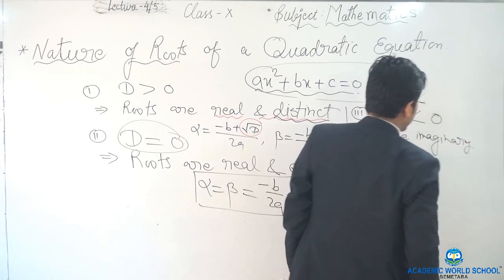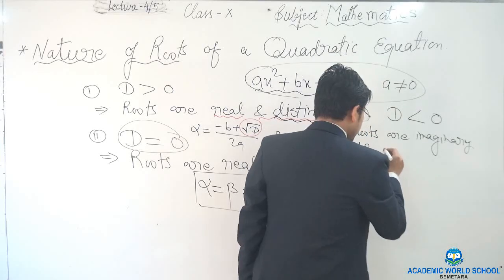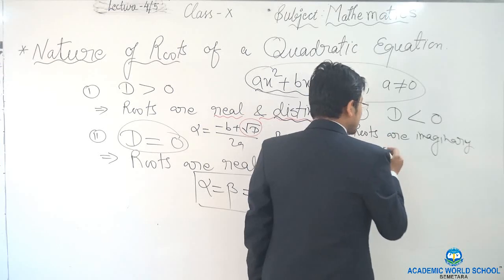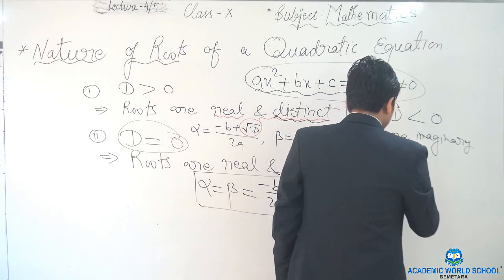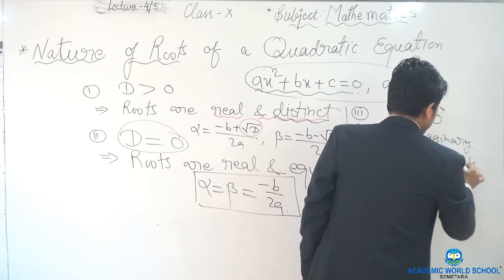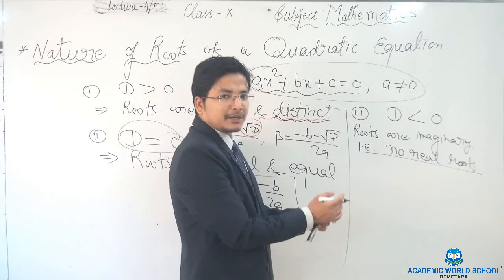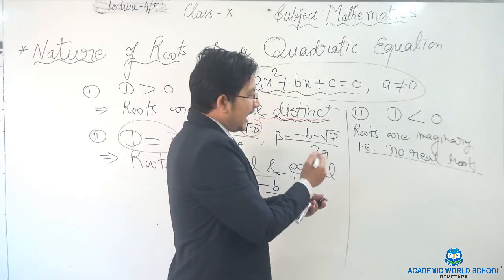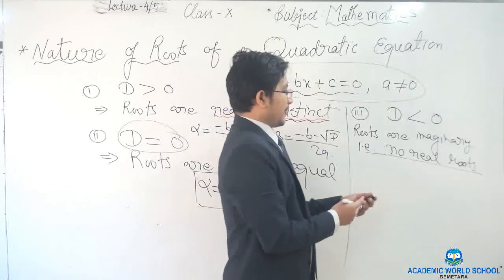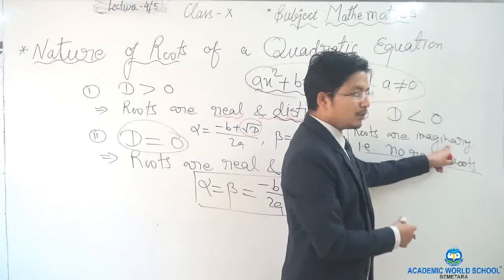Imaginary roots means there are no real roots. The given quadratic equation has no real roots. Roots are there, but they are not exactly real numbers. It means we can find the roots, but they will be imaginary. Imaginary means a complex number.